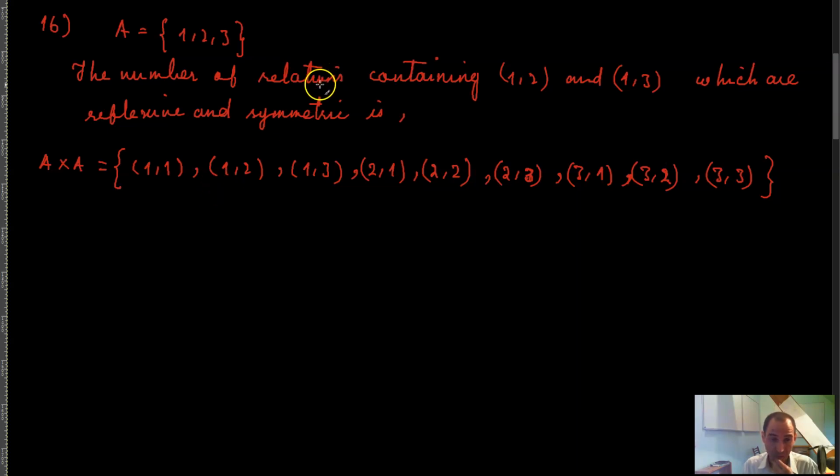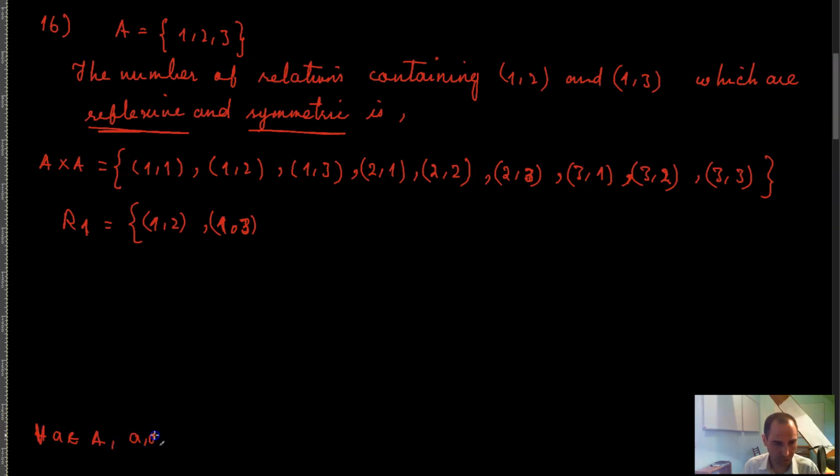Now you are looking for the relations on this set, meaning a subset of this set that contains these two elements. Call it, for example, R1, which contains these two elements, (1, 2) and (1, 3), and it is also reflexive and symmetric. In order to make this reflexive, for every a belonging to A, (a, a) has to belong to R. This means (1, 1) has to belong to R, (2, 2) has to belong to R, and (3, 3) has to belong to R. This means that it is reflexive.